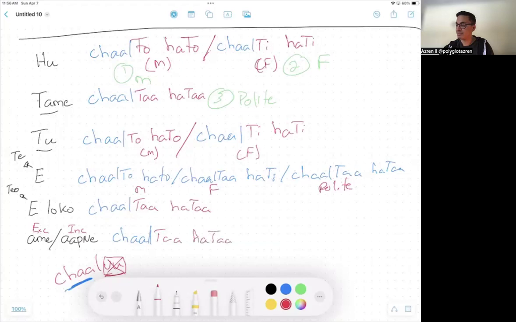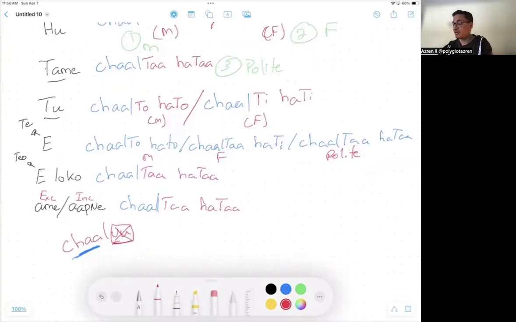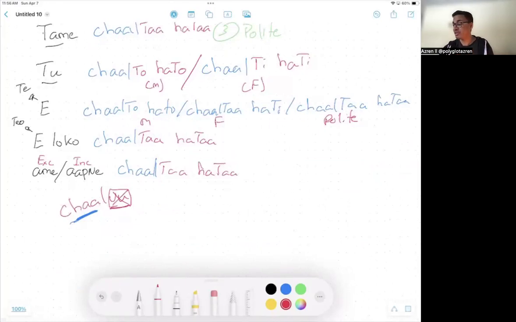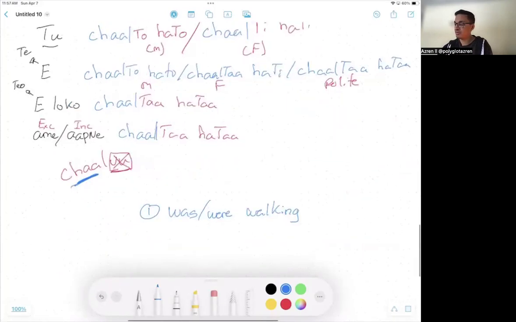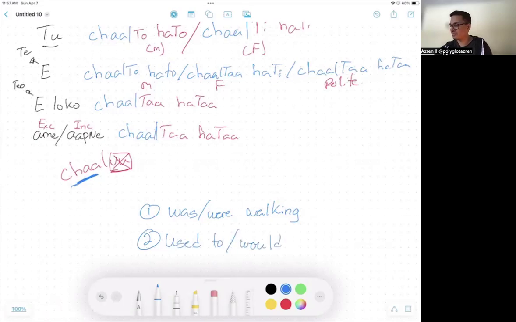So what do these translate to in English? Well, all of them basically translate to one of two things. There's two options for every single one. It's either was or were walking, or used to slash would walk. Remember, used to and would are kind of the same meaning. They're synonyms.